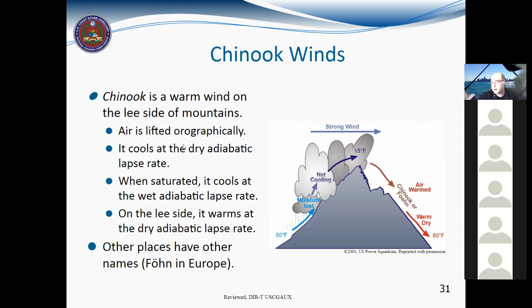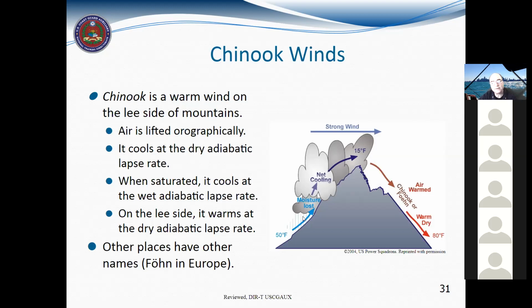So a few years ago, we were up in Bend, Idaho, and the temperature as it came down the backside of the mountains was like 114. It was hot. And we were pretty far north, all the way up there in Idaho. But a Chinook is a warm wind on the lee side, or the downwind side, of mountains.